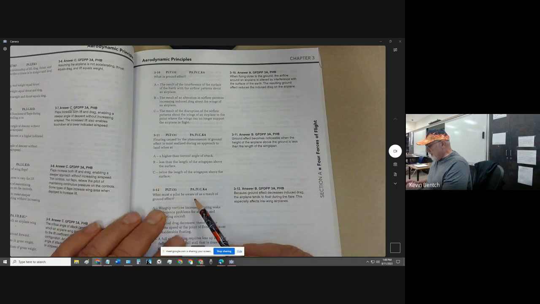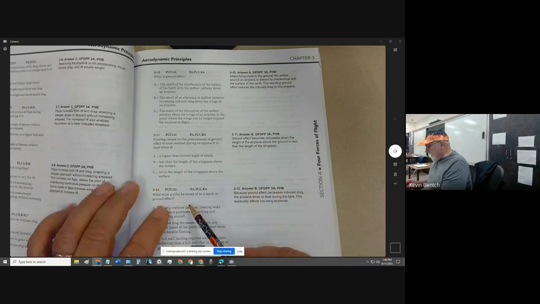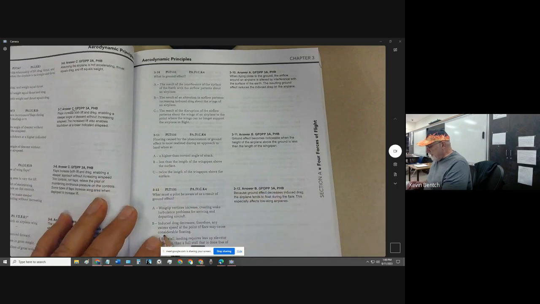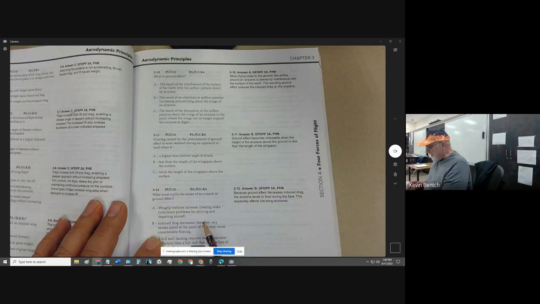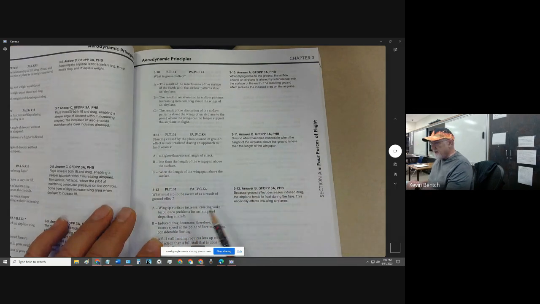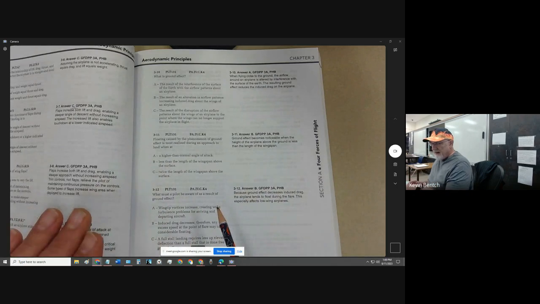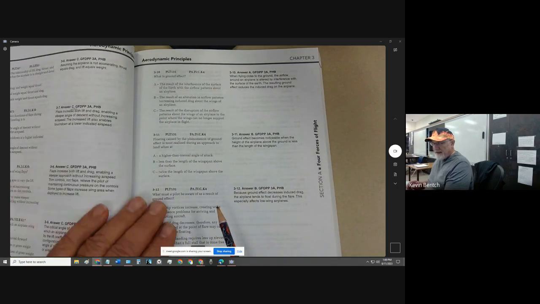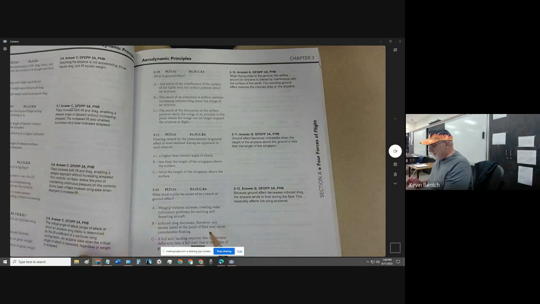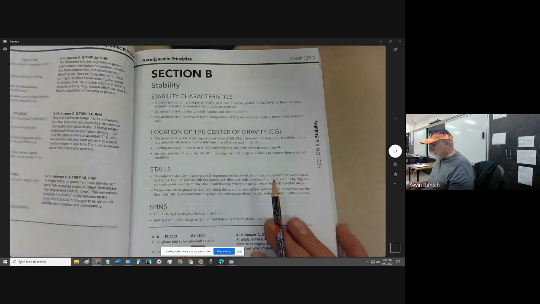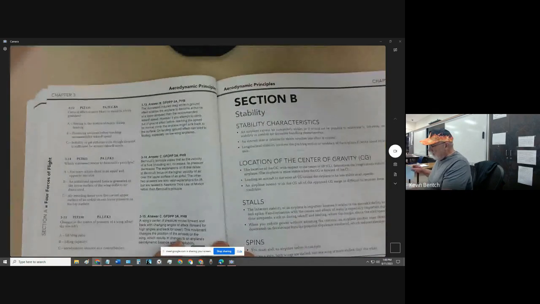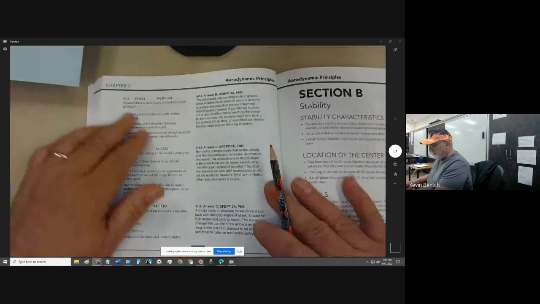3-12, what must a pilot be aware of as a result of ground effect? Answer is B, induced drag decreases, therefore any excess speed at the point of flare may cause considerable floating. So you get on there and you flare, and you're going too fast, you're just going to keep going. You're not going to float down, you're going to float across. So that's the issue of ground effect. Okay, got a few more questions here.